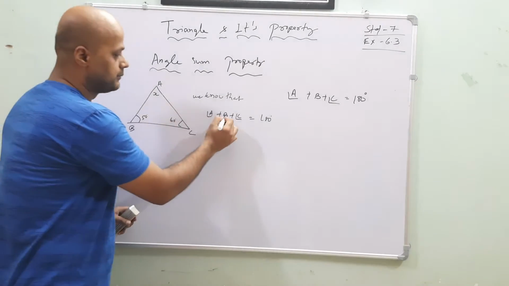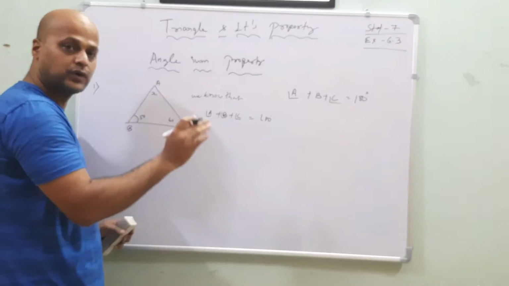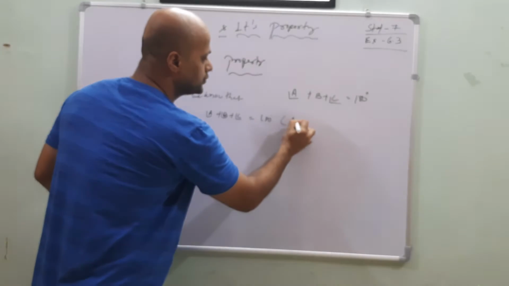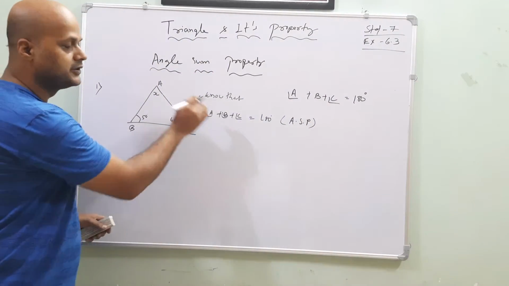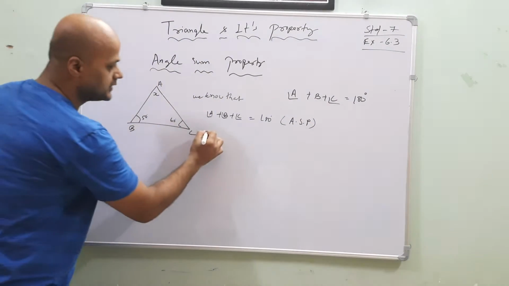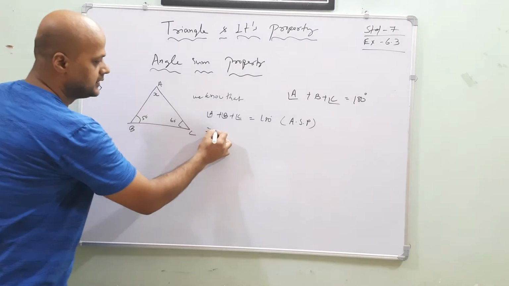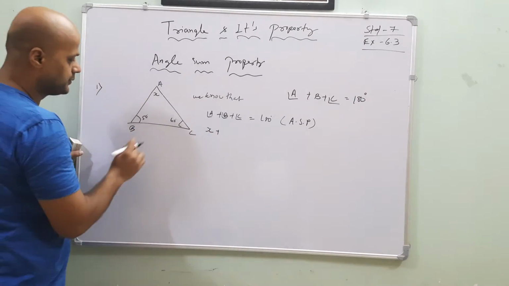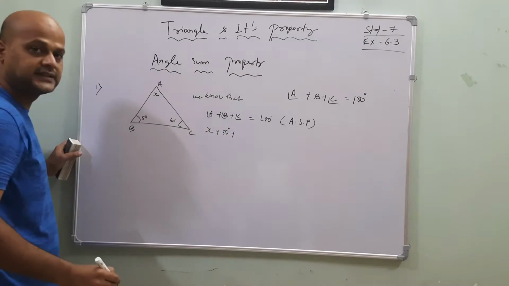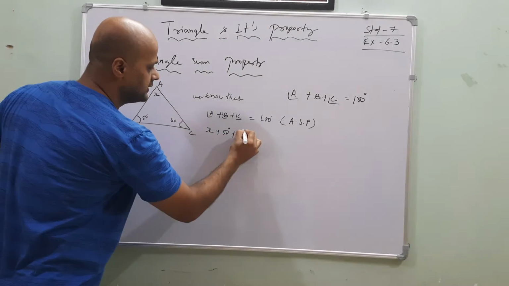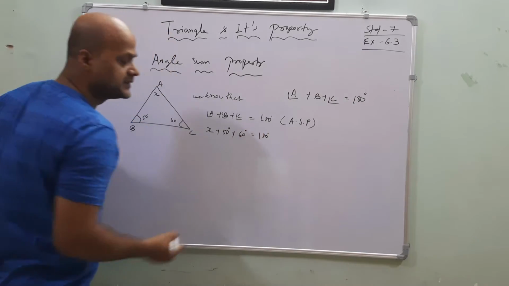Angle A plus angle B plus angle C is 180 degrees. Why? Due to the angle sum property, ASP. So put the values now. Angle A is not given, so write X here. Angle B is 50 degrees, so write 50 degrees here. Plus angle C is 60 degrees. And the rest of the thing will be as it is.